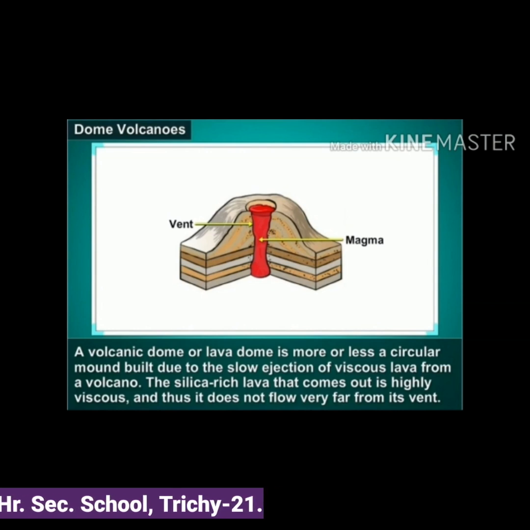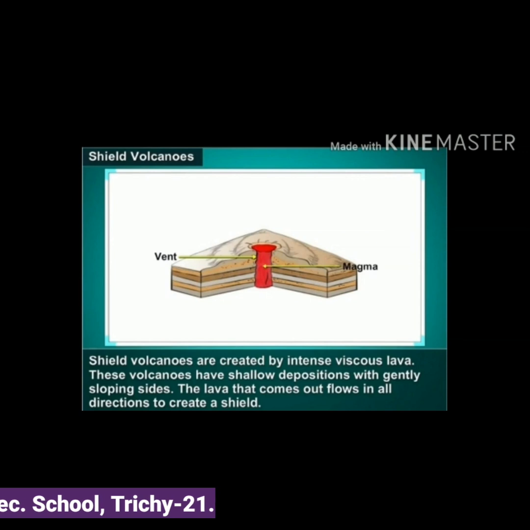Shield volcanoes are created by less viscous lava. These volcanoes have shallow deposition with generally gently sloping sides. The lava that comes out flows in all directions to create a shield. Thank you.